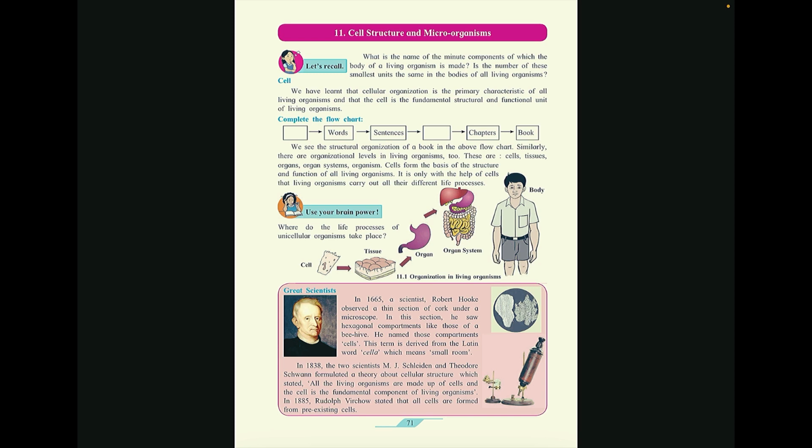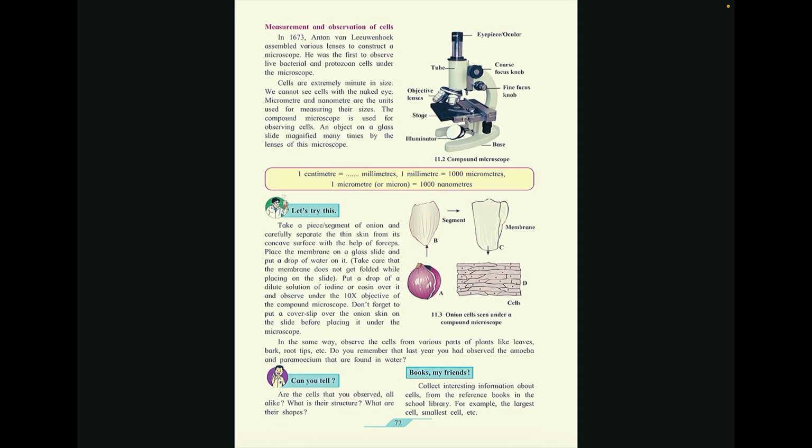that what is a cell and how our body is formed with the help of this cell. Means cell makes tissues, tissues make organs, organs make organ systems, and organ systems make the whole body. Okay, now we are going to see how we can see that particular cell.